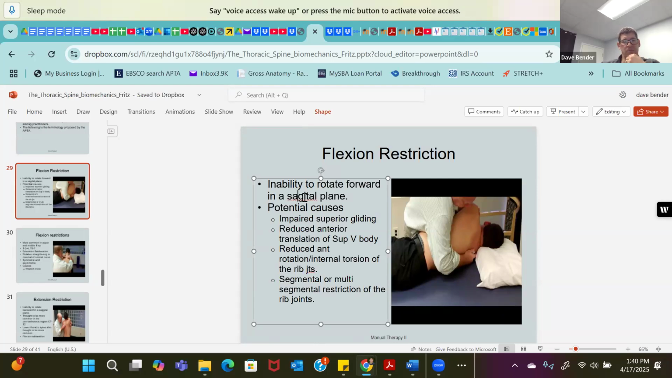Is there reduced anterior translation of the superior vertebra on the bottom? Is the vertebral segment itself restricted, due to osteophytes or bony growth, or disc degeneration? Or reduced anterior rotation or internal torsion of the ribs? If we have an inability to rotate forward in the sagittal plane, is this being caused by the ribs' inability to rotate forward in this plane? And what we can also have is segmental or multi-segmental restriction of the rib joints.